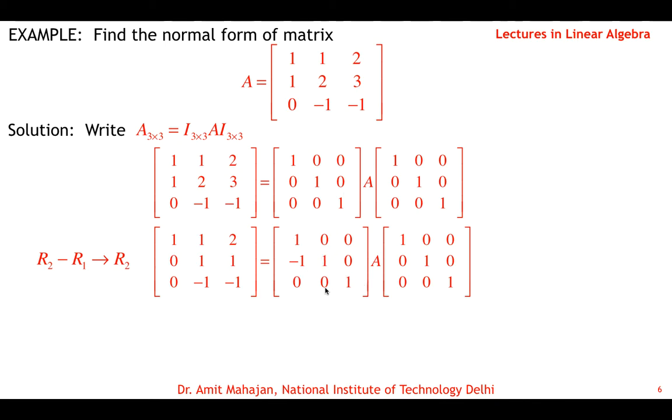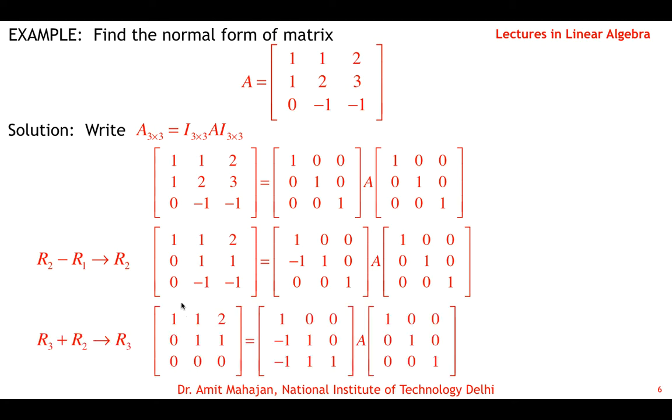Now again we have a 1 here, so we can use it to reduce this minus 1 to 0. We apply row 3 plus row 2 with impact on row 3. Immediately you can see that when the third row is added to the second row, the third row vanishes, and the elements become 0.